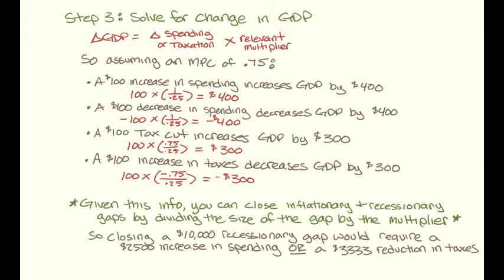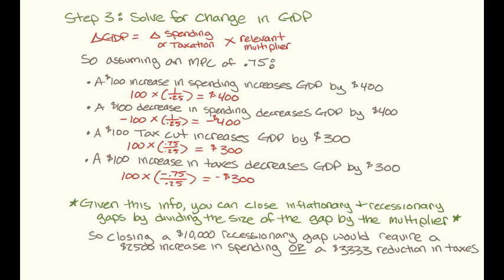So let's say in scenario 1 that the government chooses to increase government spending by $100. Assuming that our spending multiplier is 4, which is 1 over 0.25, this will result in an increase in GDP of $400. Should the government choose to decrease spending by $100, it would shrink GDP by $400. So the spending multiplier works both ways. If you're increasing spending, it's growing GDP times the multiplier. If you're decreasing spending, it's shrinking GDP by that multiplier.